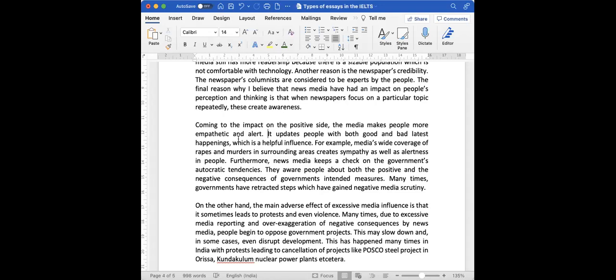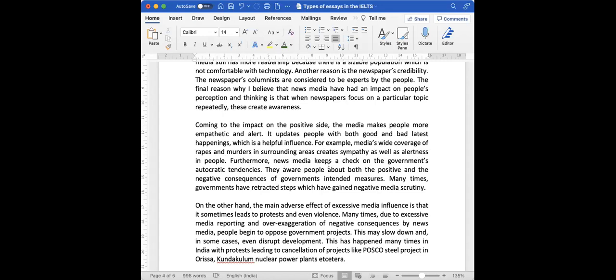Sympathy is just sahanubhuti. Empathy is imagining yourself in that place and sympathizing with the person. That is empathy. ठीक है? So I hope that empathy and sympathy is clear. Yes. It updates people with both good and bad latest happenings, which is helpful influence. For example, media's wide coverage of rapes and murders in surrounding areas creates sympathy as well as alertness in people.